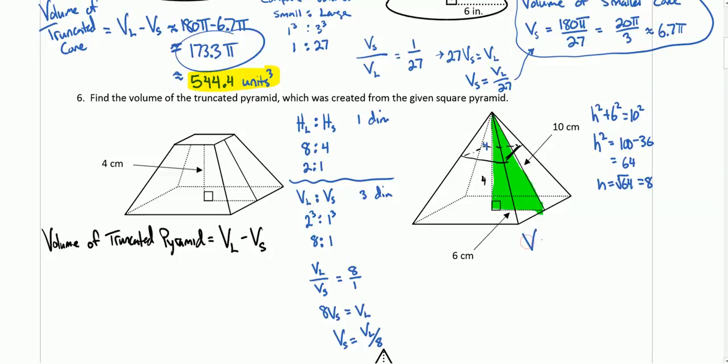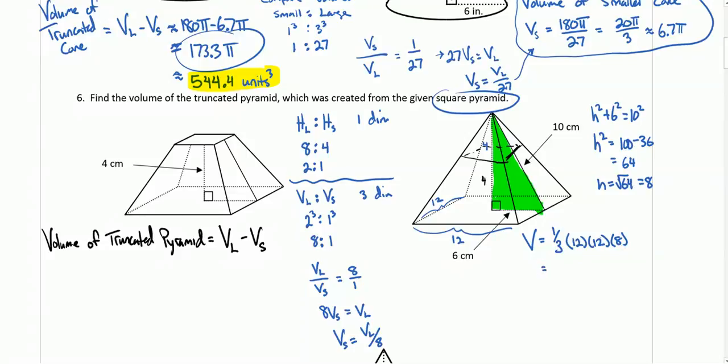In general, the volume of a pyramid is 1/3 times the area of its base. It says this is a square pyramid, so the length of this base is going to be 12 because half of it is 6. So this is a 12 by 12 square. So we're going to say 12 times 12, that's the area of the base, times the height. We found the height of the larger pyramid is 8.